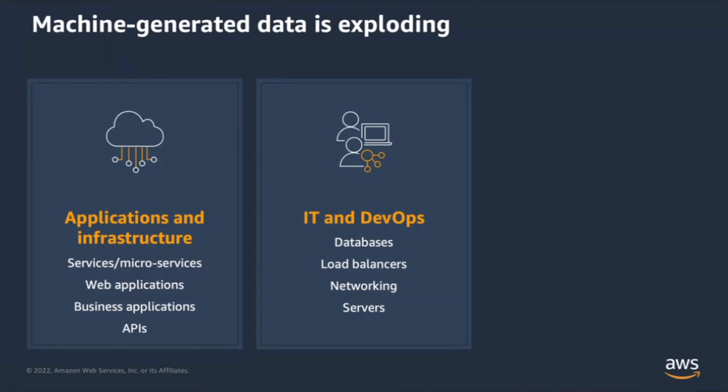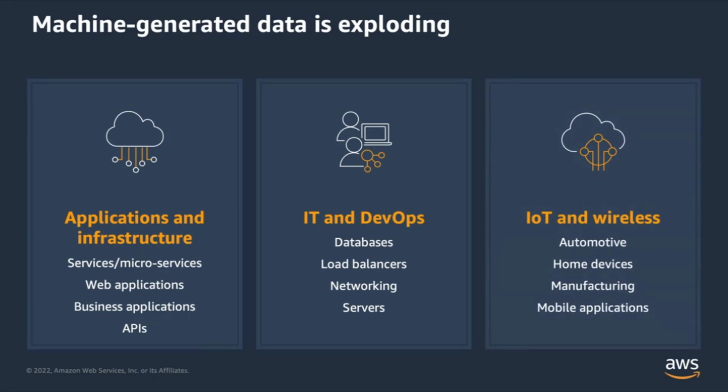In the IT space, your databases, your load balancers, all your networking, your servers, all of these are creating, again, voluminous log data. And that data really contains the information that you need to understand in the IT and DevOps space how your infrastructure is performing. Are there any current problems there? Where do you need to dig in to figure out what's going on with your production deployments?